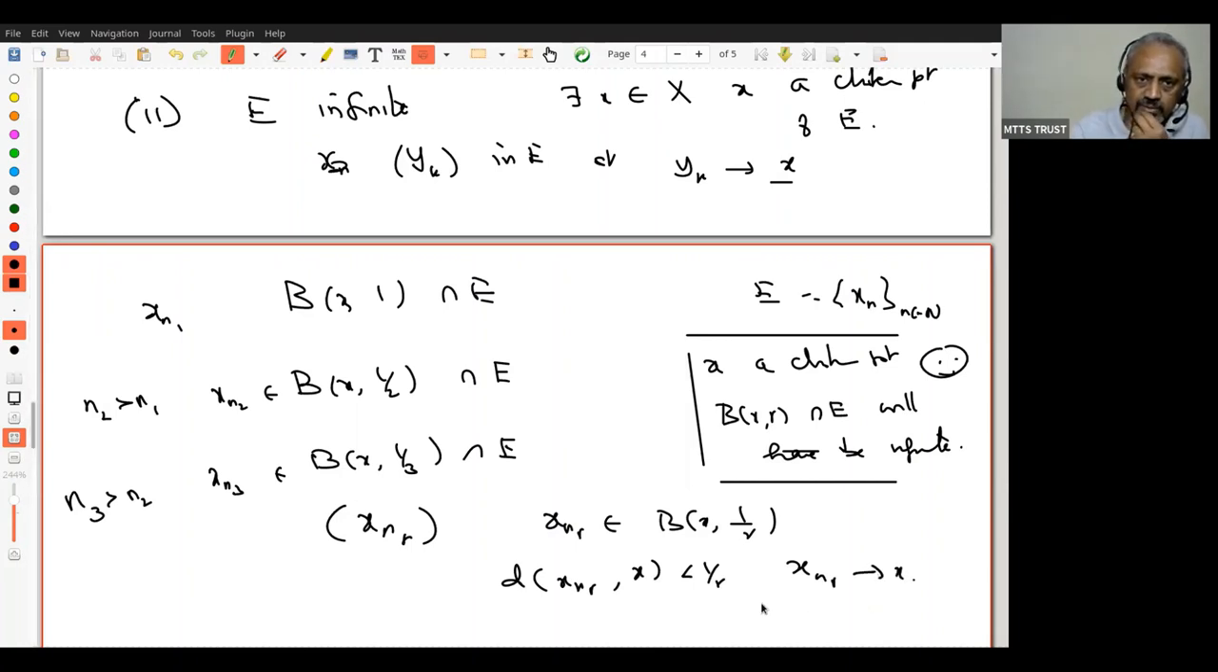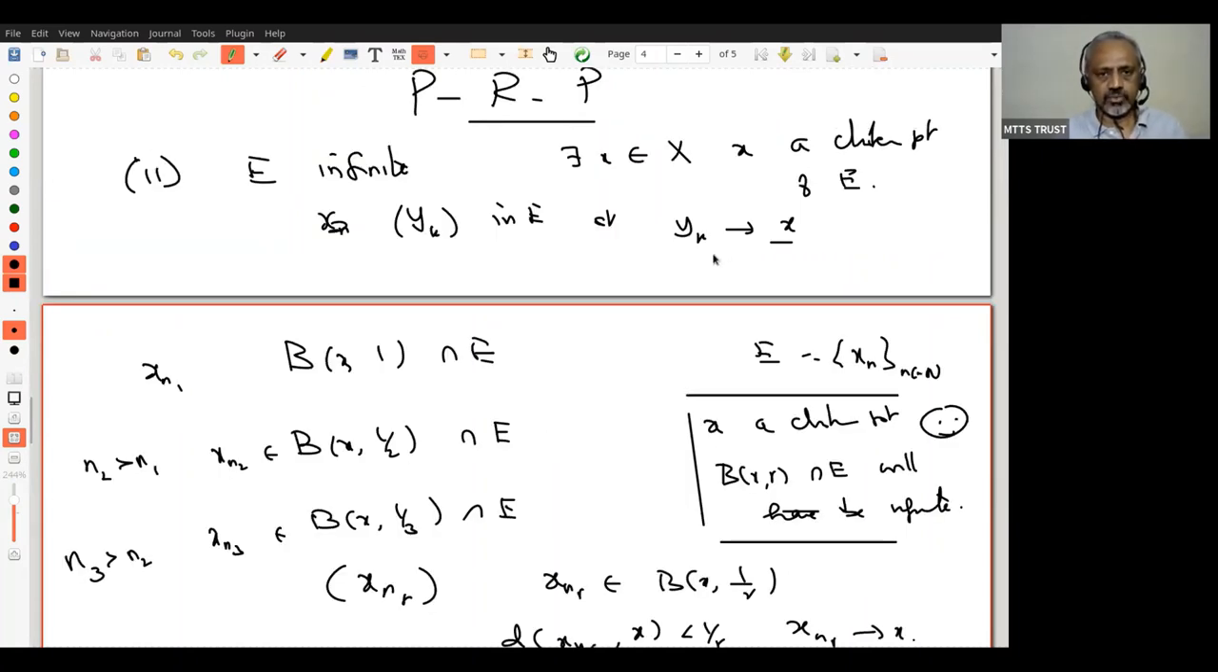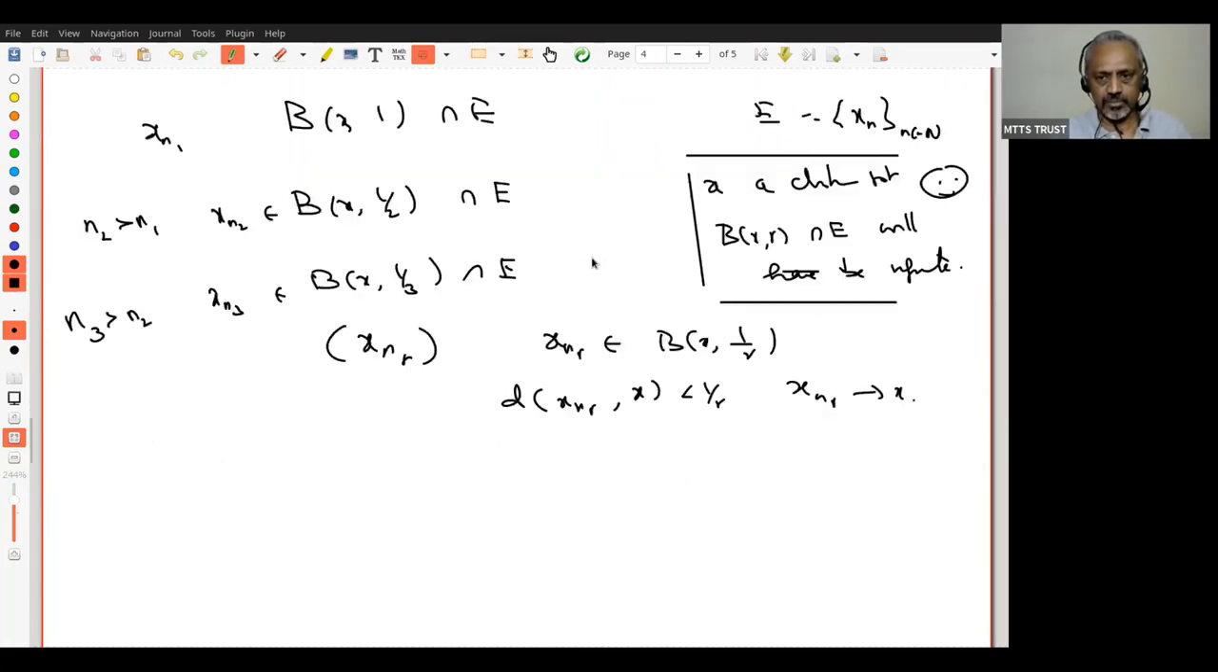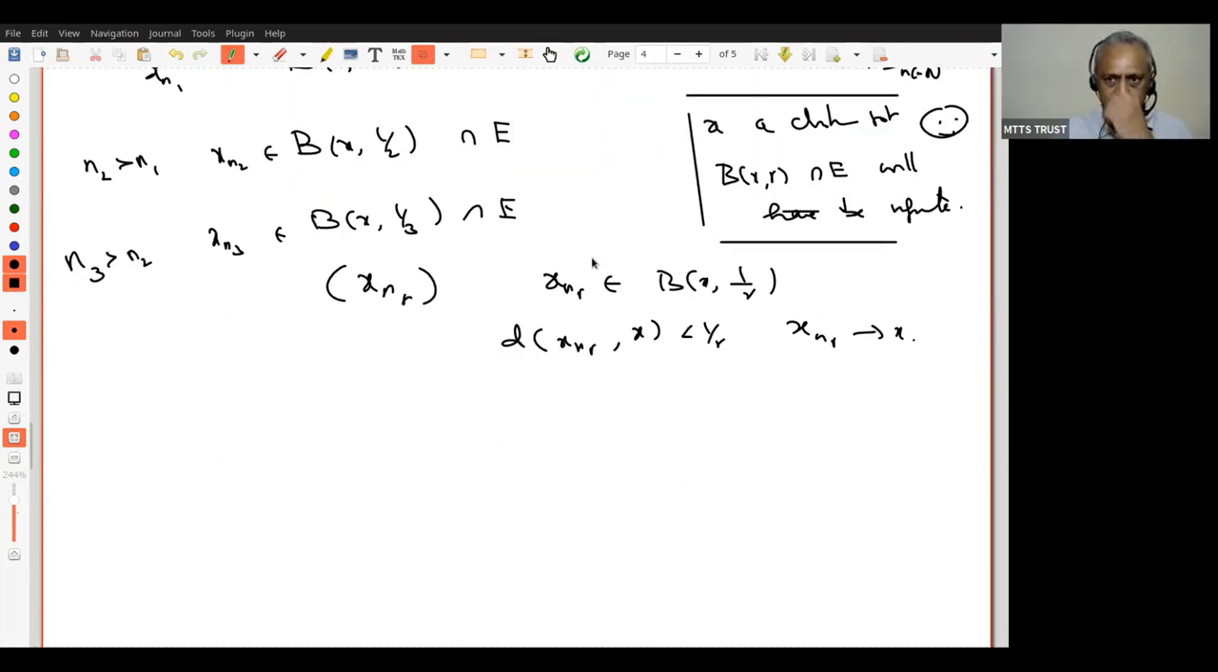So what have I shown now? I have shown that if the range of the sequence is infinite, then I can extract a convergent subsequence. How did I get the convergent subsequence? If x is a cluster point of the set E, then we know there is a sequence of E which converges to x, but we have to carefully choose the sequence as a subsequence. That's what the proof is about. Now let's quickly go through this.